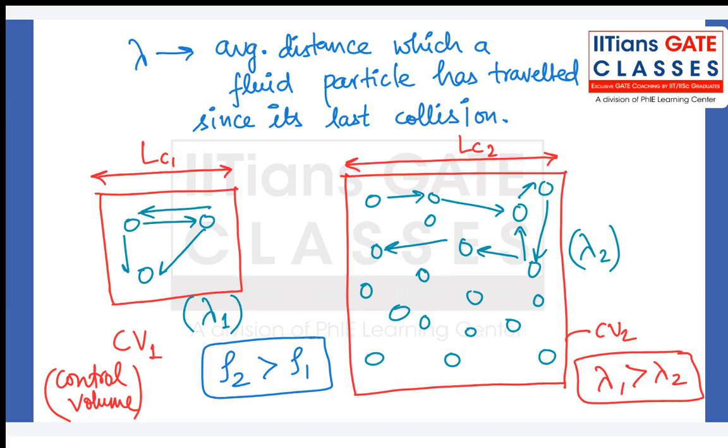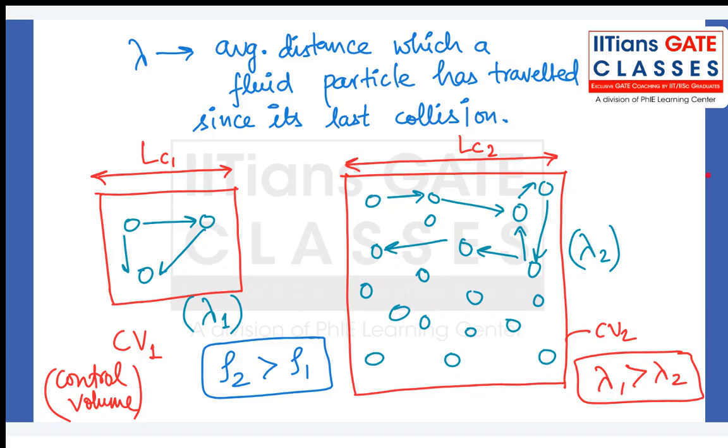Now you tell me one thing. Which of these systems 1 and 2 is looking like more continuous mass compared to the other? System 1 has 3 particles, they are far away. System 2 has closely packed particles. Which can be assumed as more continuous mass? Second one. Second one, right?